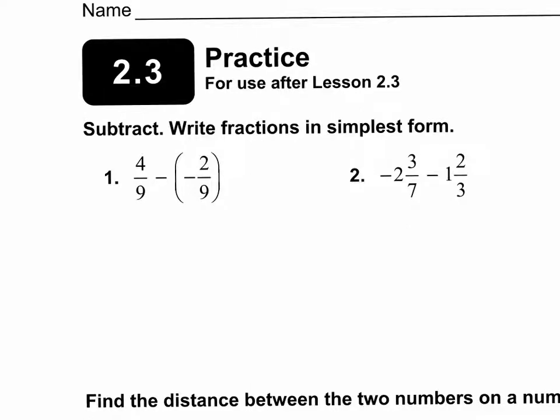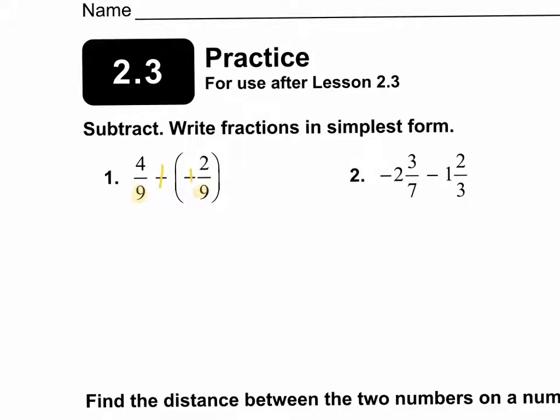Your first step is you look for a double negative. So when you're subtracting, you look for that double negative. On number 1, you should see there's a negative here and there's a negative here, so that makes them positive. Step 2, make sure they have the common denominator. If we look at our denominator, we have 9 and 9, they are the same.